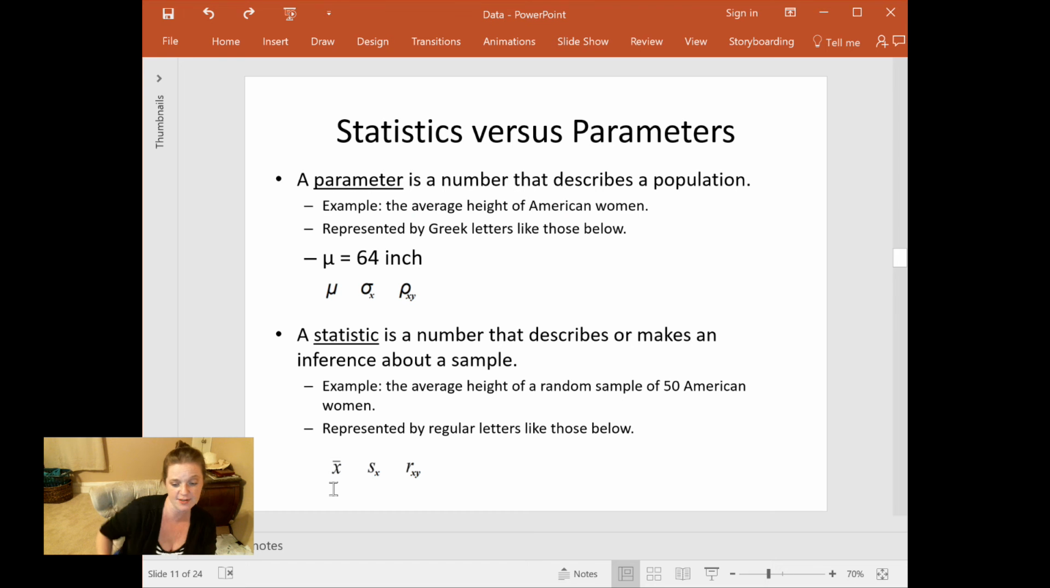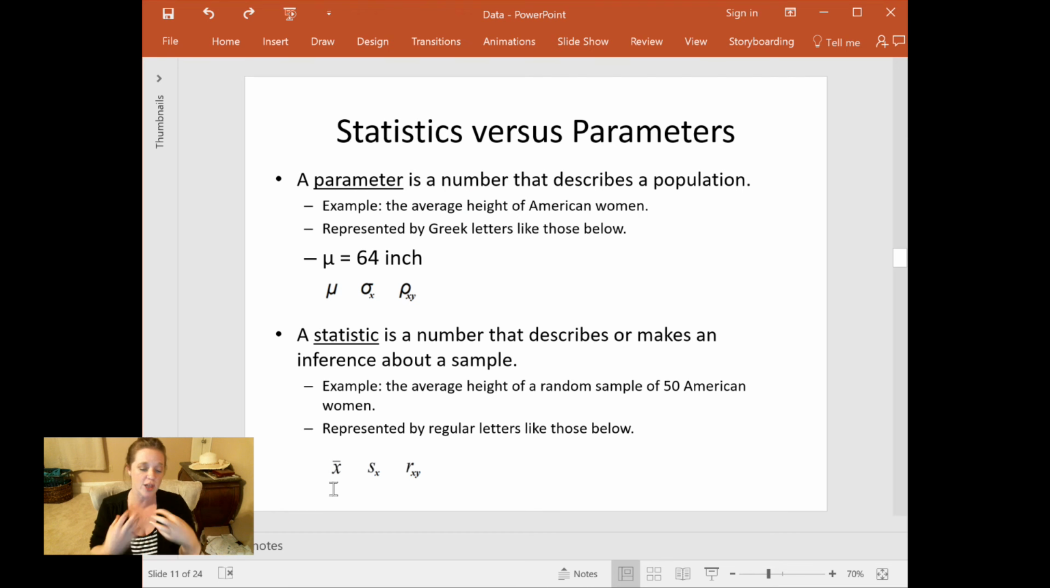Statistics, on the other hand, are always represented with regular letters. They're actually called Roman letters. You may not have known that, but our alphabet and the French alphabet and the Spanish alphabet, all of those letters are what are called Roman letters. Think of them as regular letters.